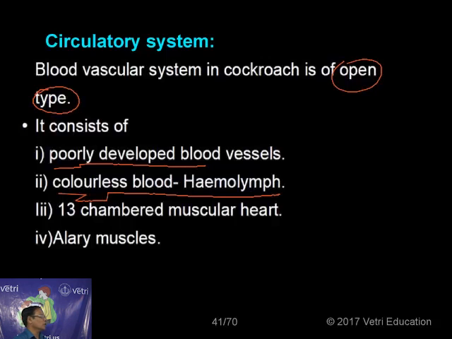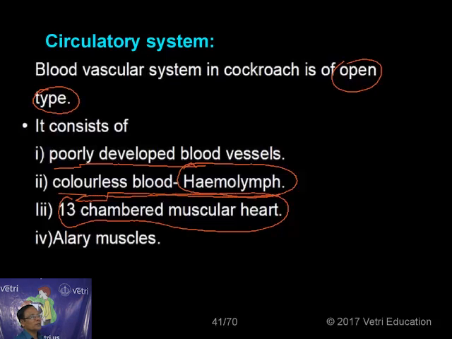Now, the blood vessels are poorly developed. The blood is colorless. The colorless blood of cockroach is called hemolymph. This is one question: what is the name of the colorless blood? Hemolymph. And we have a heart running along the entire length of the body, with 13 chambers: a 13-chambered muscular heart. For pumping the blood, associated with the heart we have special muscles called alary muscles. This is another question. The colorless blood of cockroach is called hemolymph, and the muscles which help in the circulation or pumping of blood are the alary muscles. So alary muscles are associated with the circulatory system of cockroach.